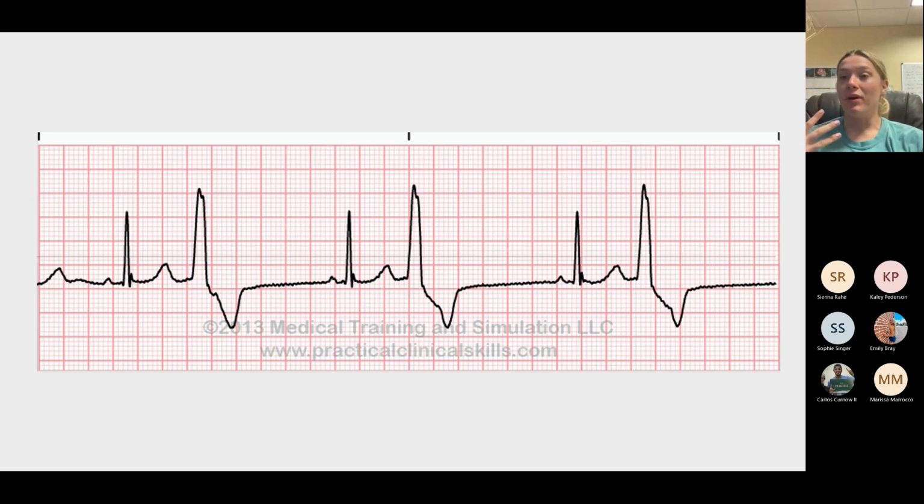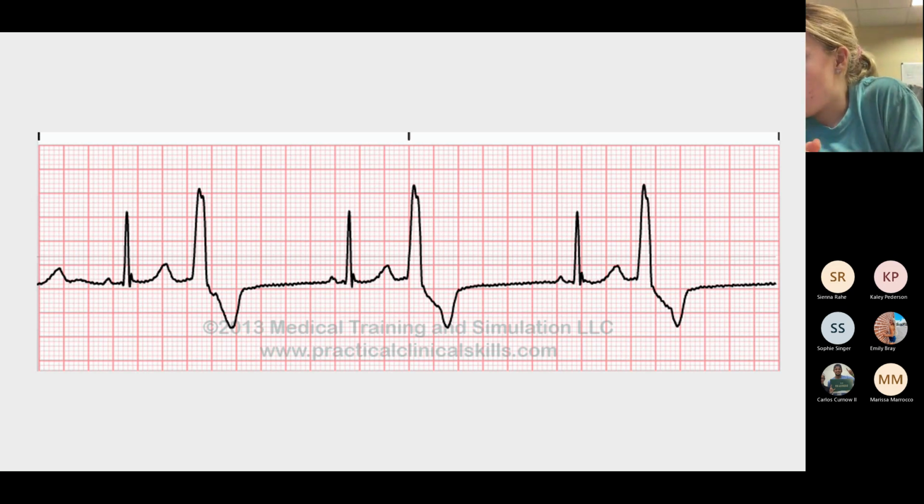Although there are 3, when are they occurring? They're occurring every other beat. If it were a couplet, I would have regular beat, PVC, PVC, PVC. But here I have a normal beat, PVC, normal beat, PVC, normal beat, PVC. Therefore, every other beat is a PVC. I would classify that as bigeminy. So this is normal sinus rhythm with bigeminy PVCs, meaning every other beat is a PVC. If I had normal beat, normal beat, PVC, that would be trigeminy. Every third beat is a PVC.